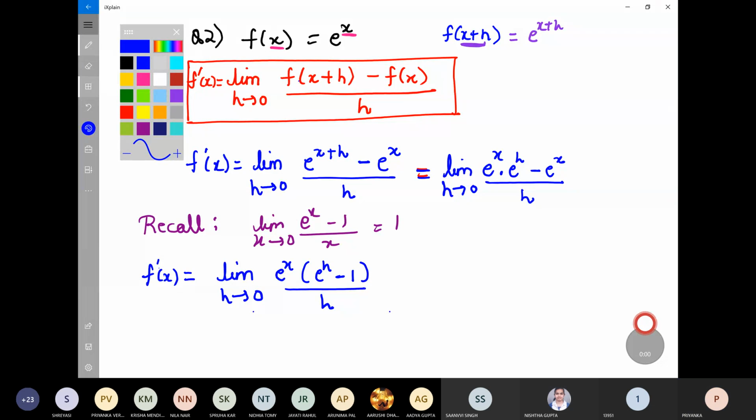Yes, ma'am. Can I write e to the power x out of this limit? Is it possible? Can I take this out of the limit? Yes, ma'am. Yes, we can write it, why? Ma'am, because it will be a constant. It will be treated as a constant because the limit here is being applied for h, it is independent of h, that is why we can write it outside.